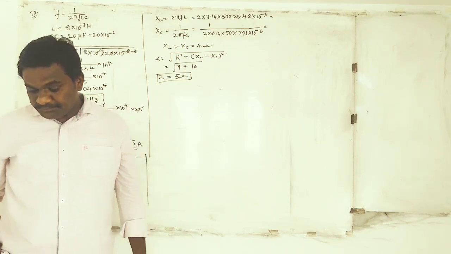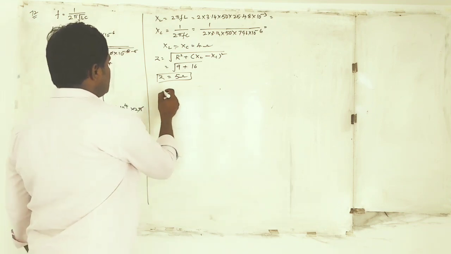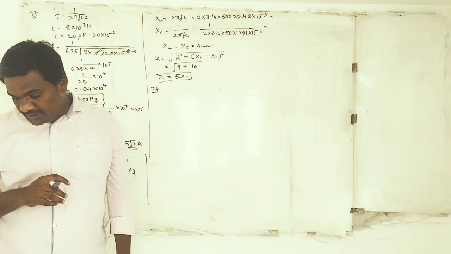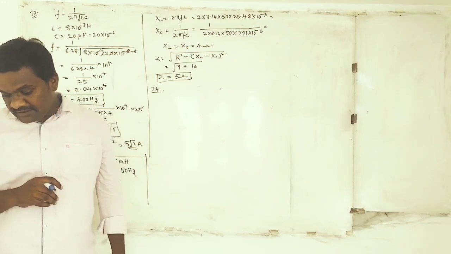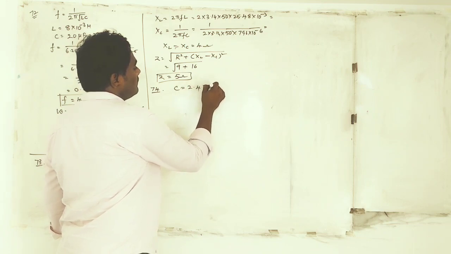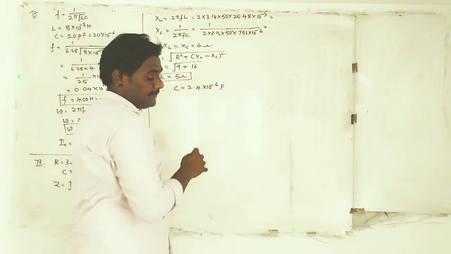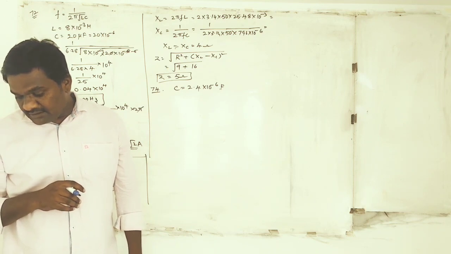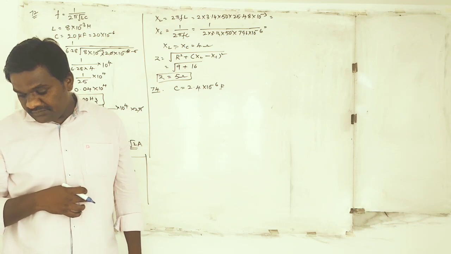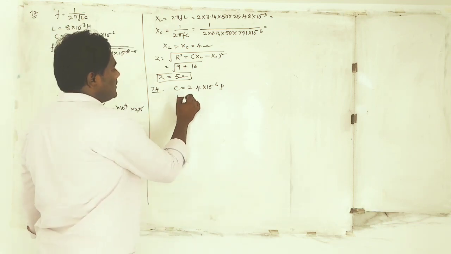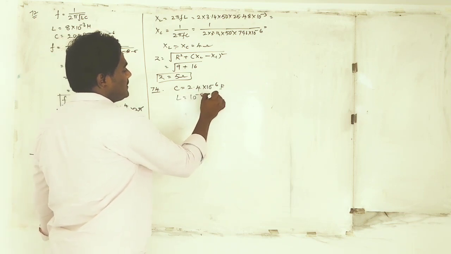The next we have question number 74. See what they have given in the question. A condenser of capacitance C, which is 2.4 microfarad, is used to transmit a wavelength lambda. If an inductor of 10 power minus 8 Henry is used for this circuit, then the value of lambda they are asking. So L is given as 10 power minus 8 Henry.